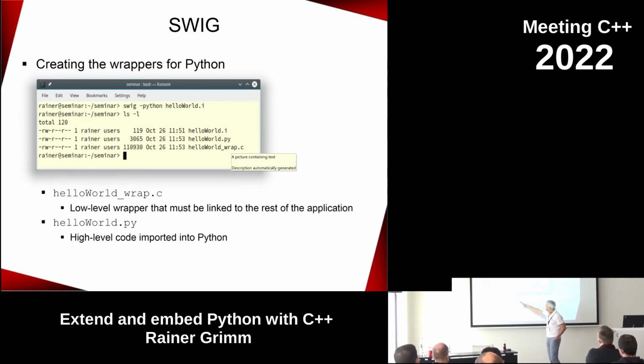So this is the low-level wrapper, and this is the high-level, which you would import from Python. You would say, import hello world. And it immediately wraps to the C implementation, which makes the magic, which I a little bit explained in my previous slides.